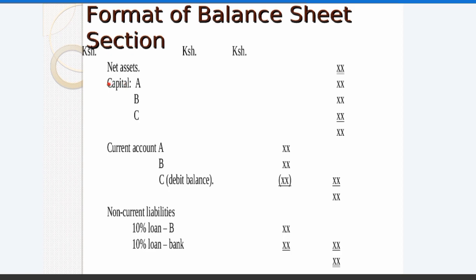So in this case, you have to be able to show the capital of each partner. So capital of A, B, and C, assuming these are our three partners. And remember, where do you get this capital from?